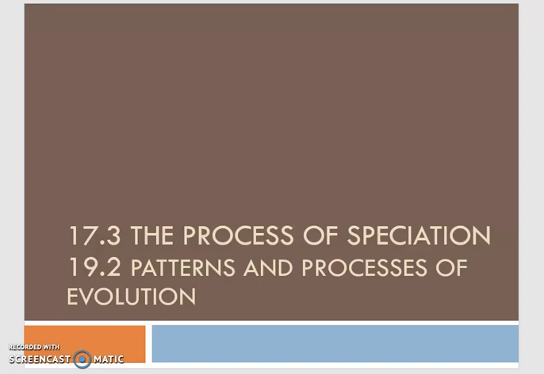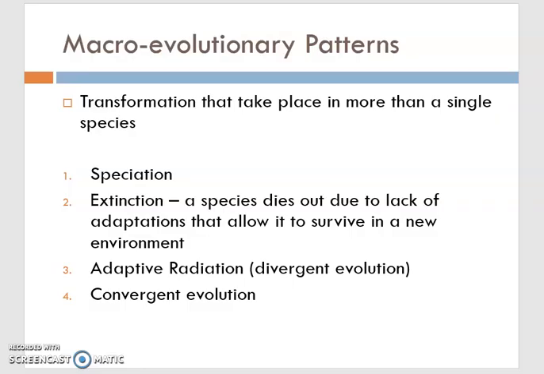All right, so we're going to look at some ways that macroevolution happens, and we'll look at speciation, and then we'll look at some patterns and processes for evolution. With macroevolution, we're looking at transformation that takes place in more than a single species. We look at speciation, and we'll talk more about this and specific mechanisms that new species form by. We'll look at extinction, so how a species will die out due to lack of adaptations that allow it to survive. We have adaptive radiation and convergent evolution. All of these are examples of macroevolutionary patterns.